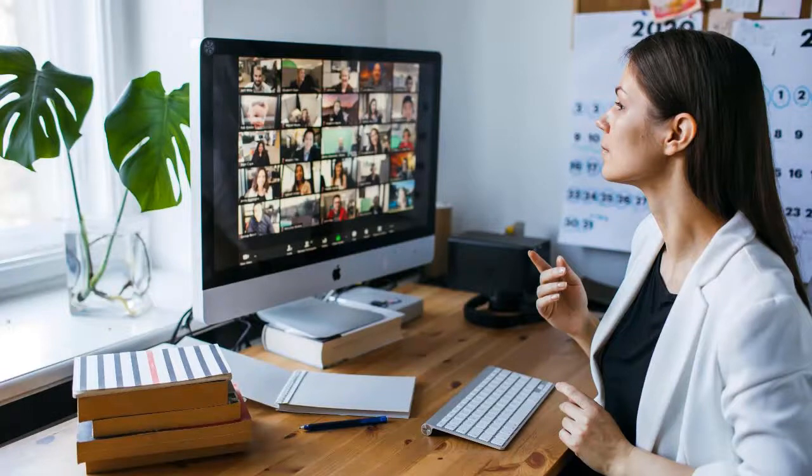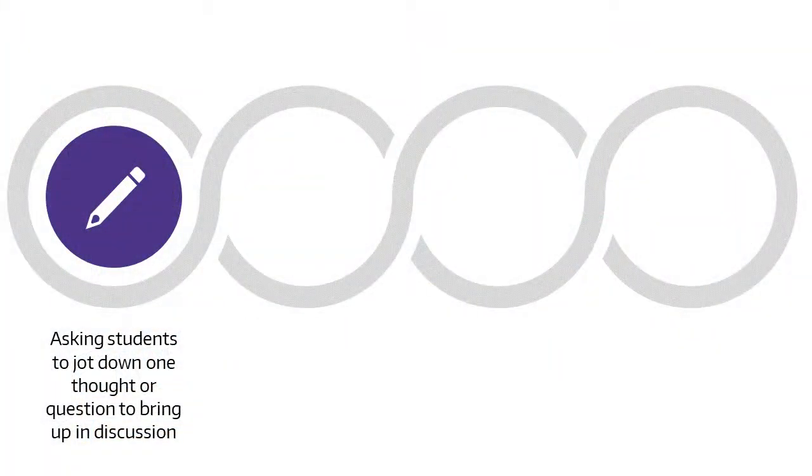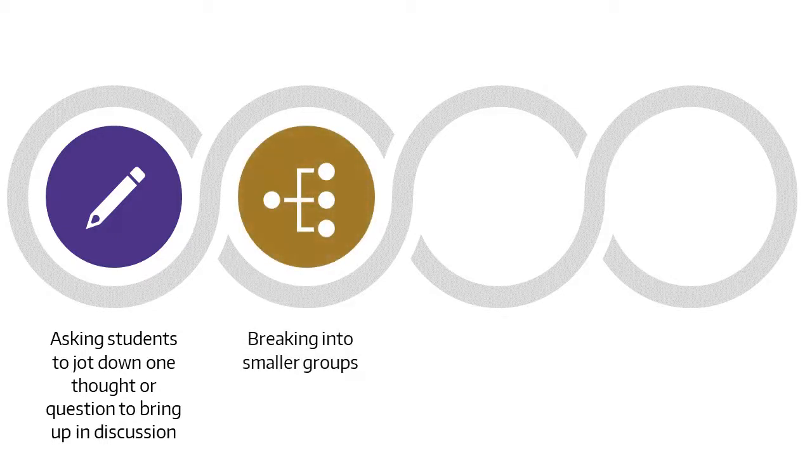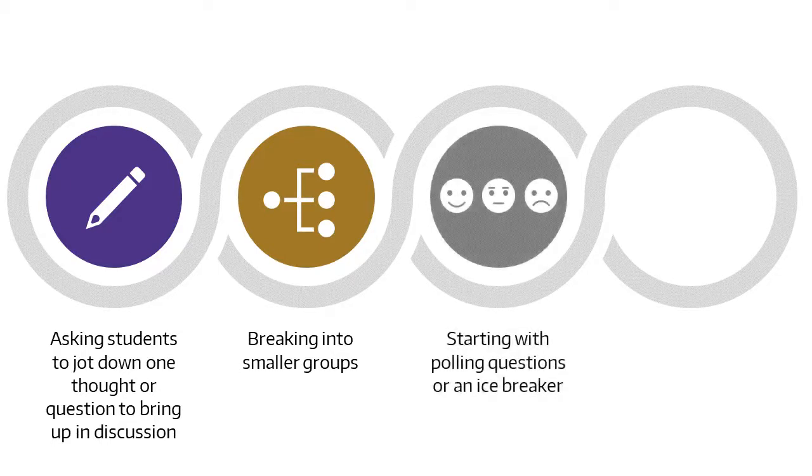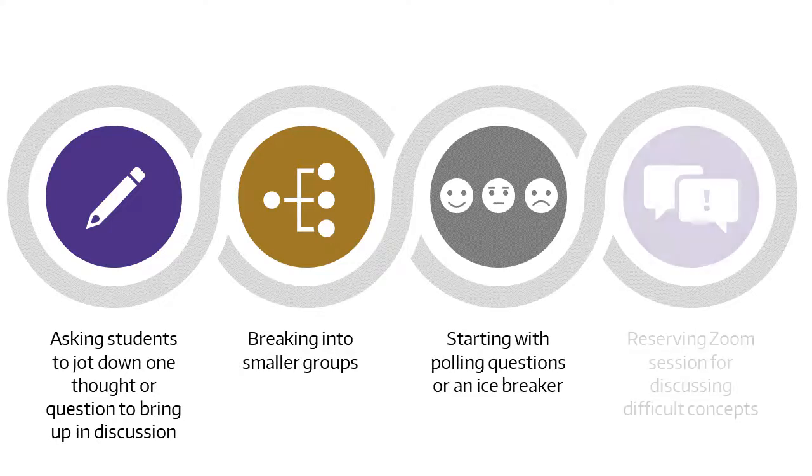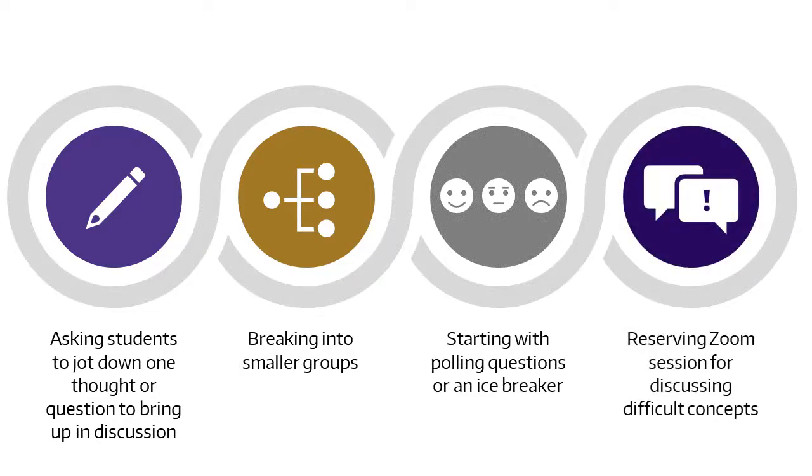For example, you might consider asking students to jot down one thought or question to bring up in the discussion, and let them know that some of them will be expected to share these. Breaking the larger group into smaller groups in Zoom breakout rooms and appointing a facilitator to get the discussion going. Starting the discussion session with a few polling questions or an icebreaker to quickly engage students in the content. Reserving Zoom time for discussing difficult concepts or content that is sensitive or controversial.